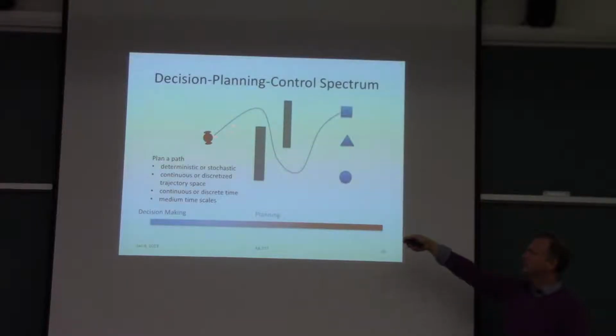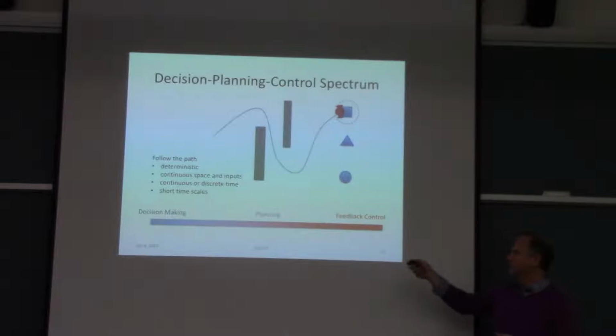Oftentimes the key considerations here are avoiding obstacles and being dynamically feasible, meaning that given the constraints, the dynamics of the robots, the things that the robot can do, I want to make sure that the path is such that the robot can actually follow it. And then at the far extreme of the spectrum is feedback control, which is, okay, I have my desired trajectory, I have my desired goal. How do I execute that trajectory? How do I move my robot along the path, keeping it along the path to get me to the goal?